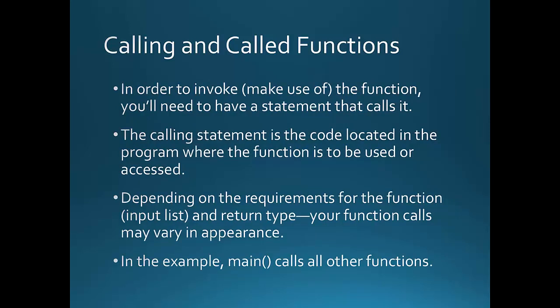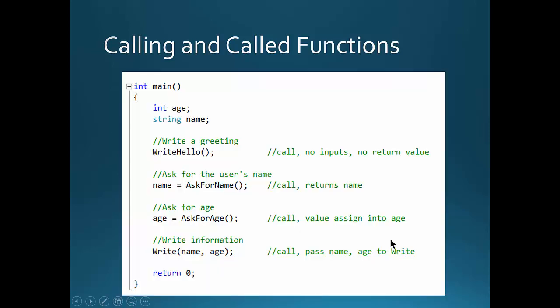In order to invoke or call a function, you'll need to have a statement that calls it. So the calling statement is the code located in a program where the function is to be used. And depending on the requirements for the function, the way your function calls look may be different. So let's take a look at the functions we use. Here we have main. In this case, main is the calling function, and all of these functions in here are the called functions.